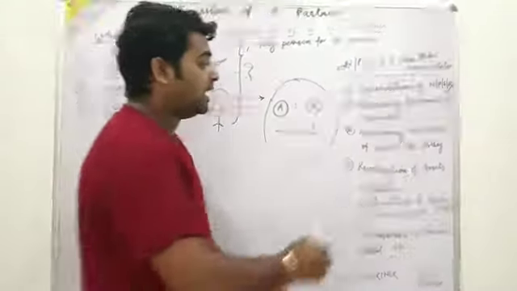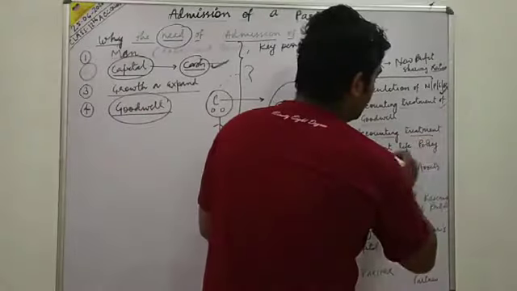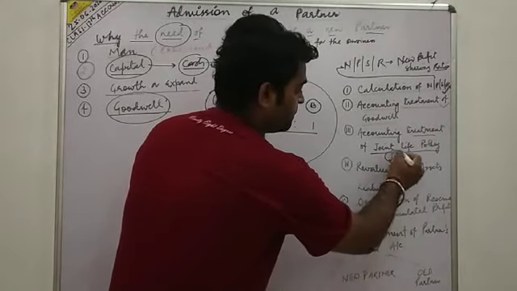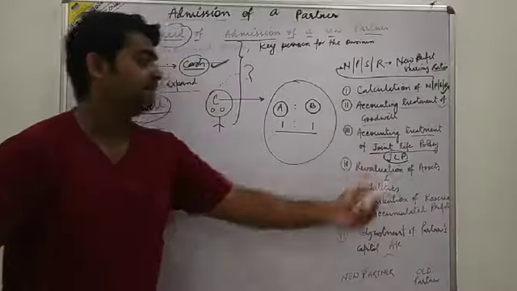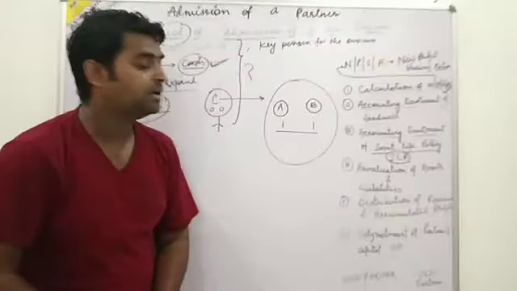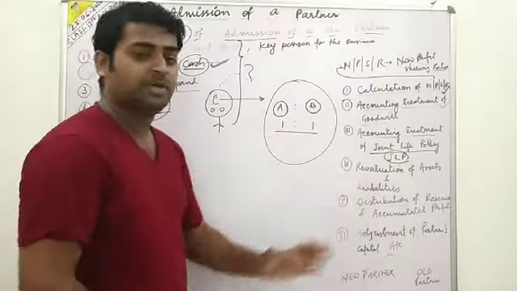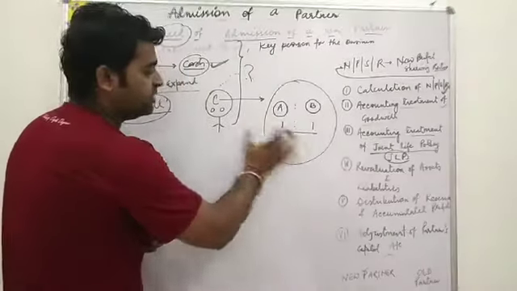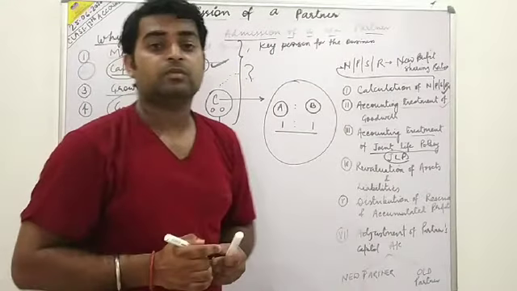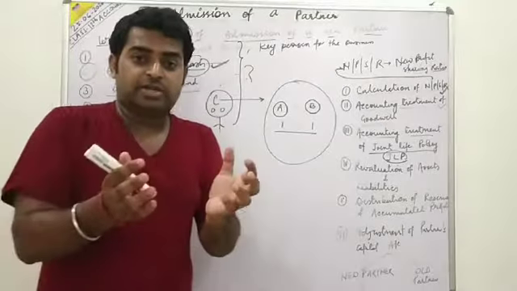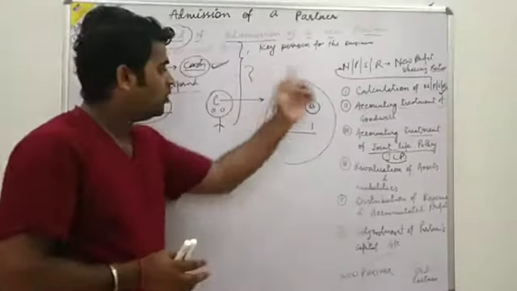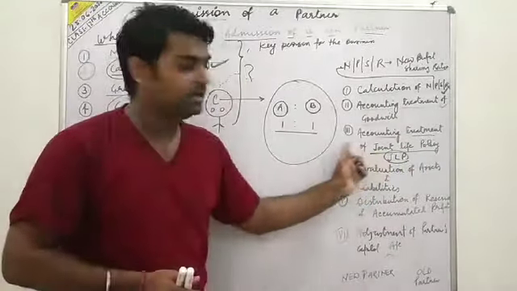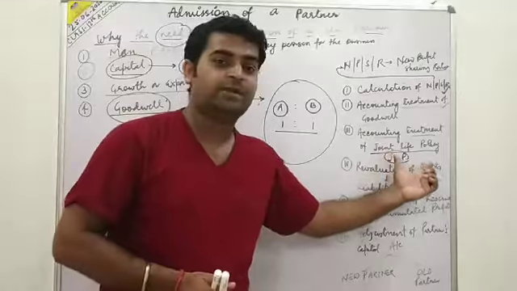Third point, accounting treatment of joint life policy, JLP. We will study it in the next lecture. JLP, joint life policy, means when A and B are two partners and C joins, the firm takes life insurance policies on all the partners. We will see the accounting treatment of joint life policy in this topic.